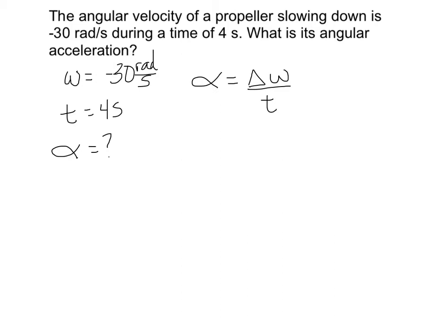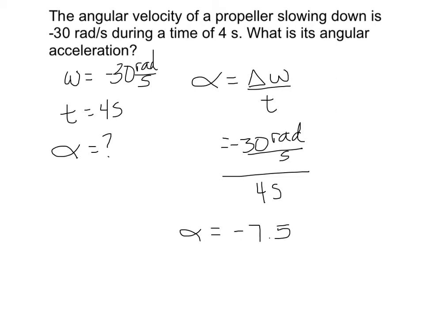Since you aren't given any other value for a change in your omega, the angular velocity, you simply plug in the negative 30 radians per second and divide by the 4 seconds that were given. So we're going to have negative 30 divided by 4, and you should get negative 7.5 radians per second squared.